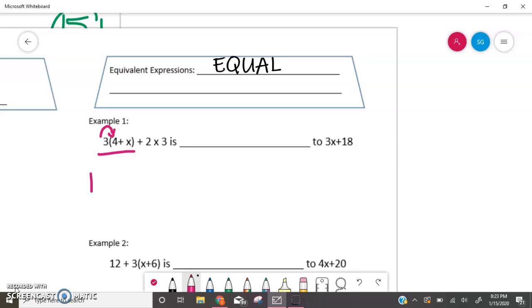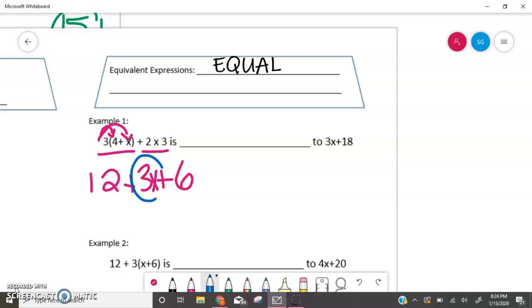3 times 4 gives me 12, and 3 times x gives me 3x. And now I can also make sure that I combine like terms. Right here I see 2 times 3. 2 times 3 gives me 6. And I did make a mistake. I forgot this x right here. I did 3 times x, not just 3 times 1. And my next step, now that I've distributed, is going to be combining like terms.